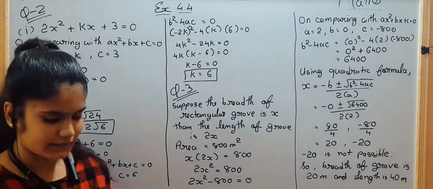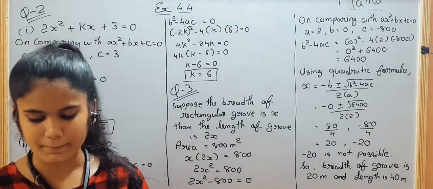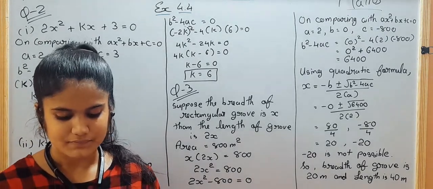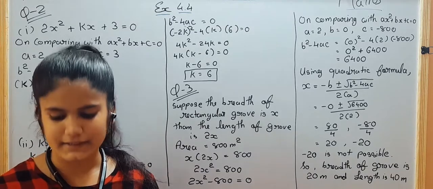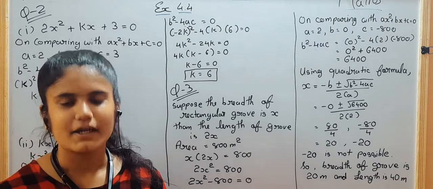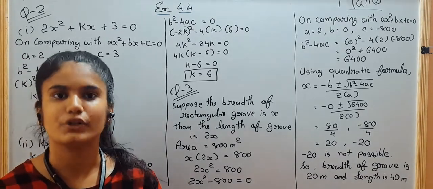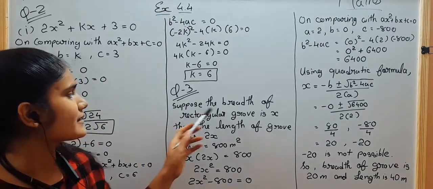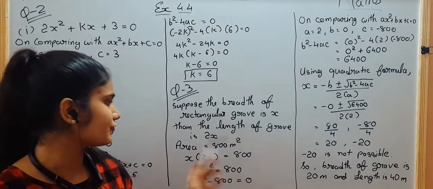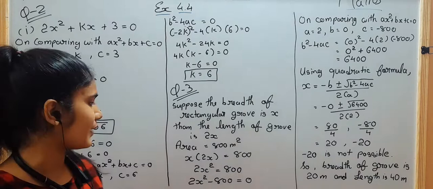In question number 3, we are asked whether it is possible to design a rectangular mango grove whose length is twice its breadth and the area is 800 meters square, and if it can be designed, we have to find the length and breadth of that rectangular mango grove. We suppose that the breadth of the rectangular grove is x, then the length of the grove will be 2x and the area is given as 800 meters square.